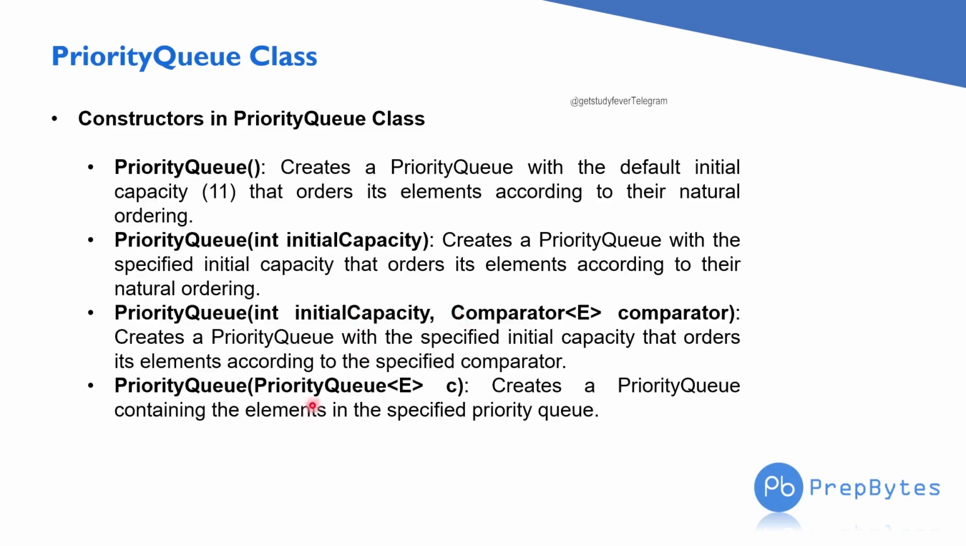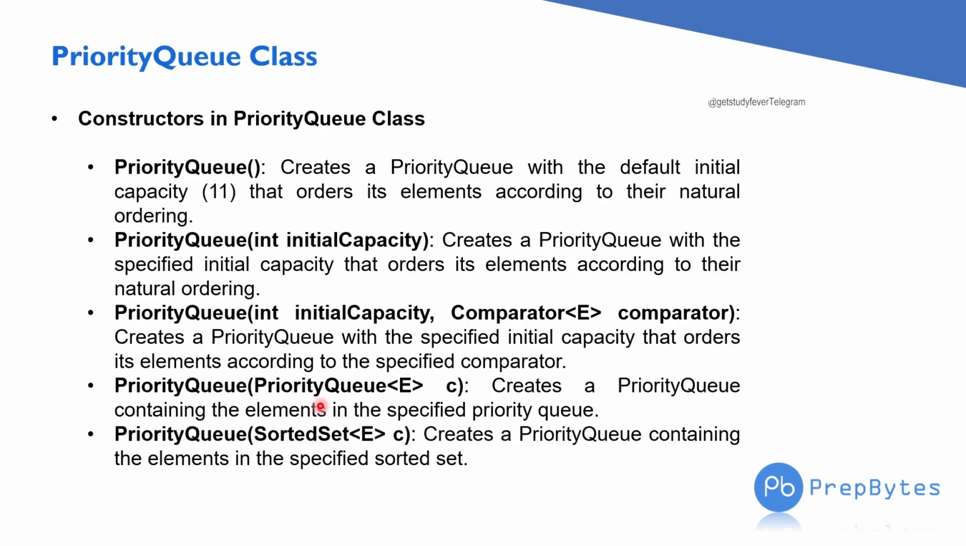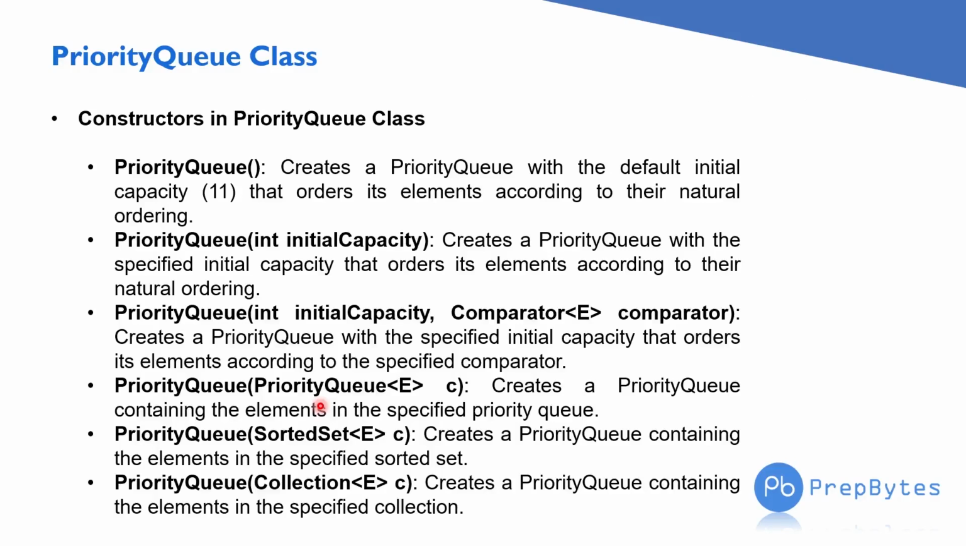Okay, if we want to convert a priority queue into another priority queue, we can use this. If you want to convert a sorted set into a priority queue, we can use this constructor, and if you want to convert a collection into a priority queue, then you can use this constructor. Okay, so we will see the first one in our code now.